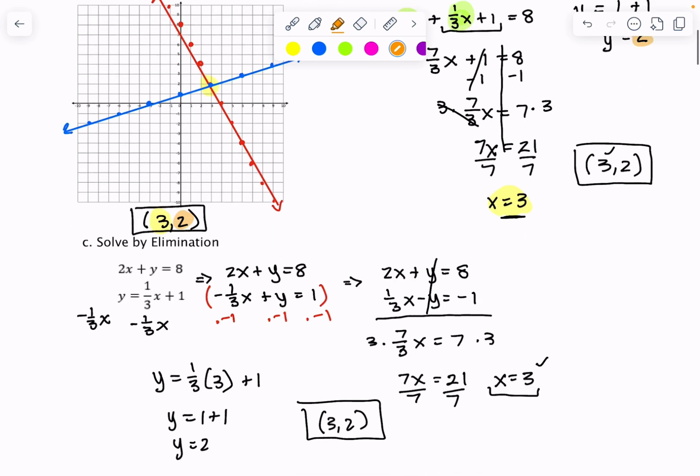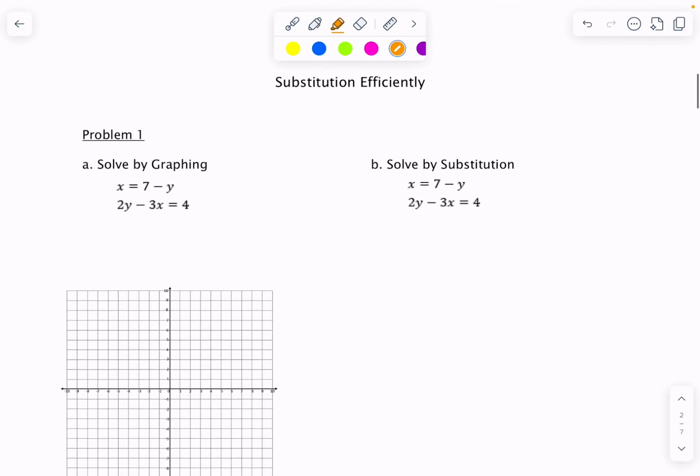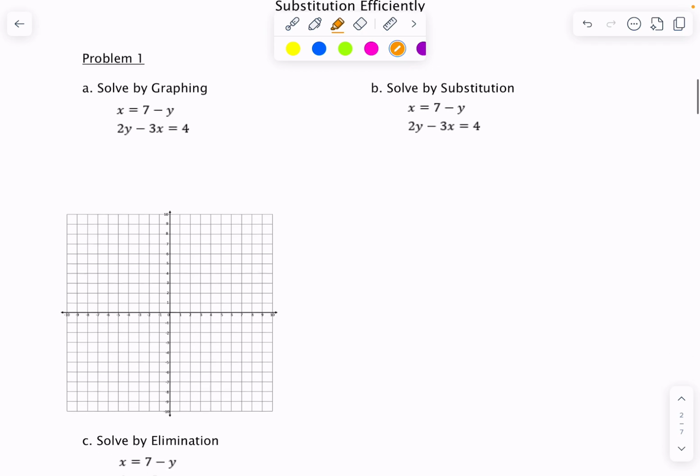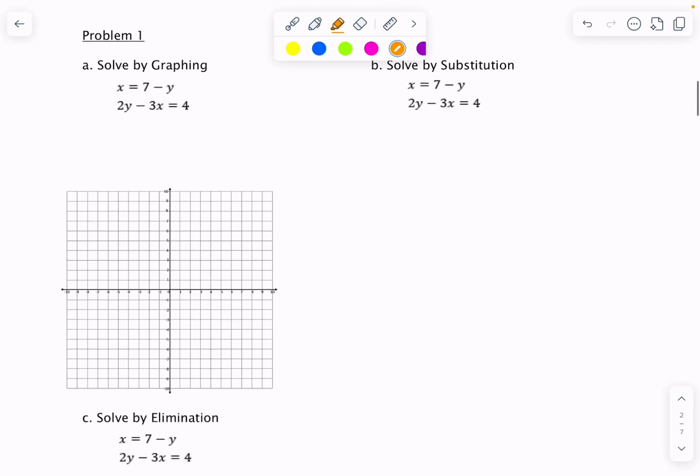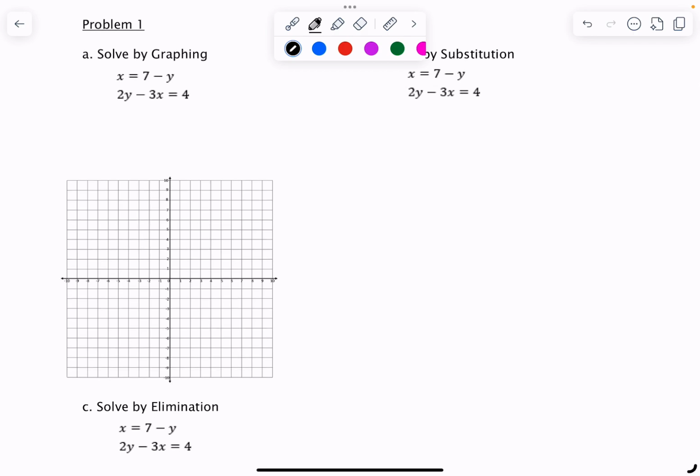Let's take a look at substitution efficiency. So now I'm going to have the same system for a, b, and c. Okay, I've got x minus 7 equals negative y, and 2y minus 3x equals 4. Same system for each one of these, and we're going to go ahead and try using each method. The graphing method right here, I'm going to write the word yikes right here. And I'm writing the word yikes because notice neither of these equations are in y equals mx plus b. So we're going to go ahead and turn them into y equals mx plus b.